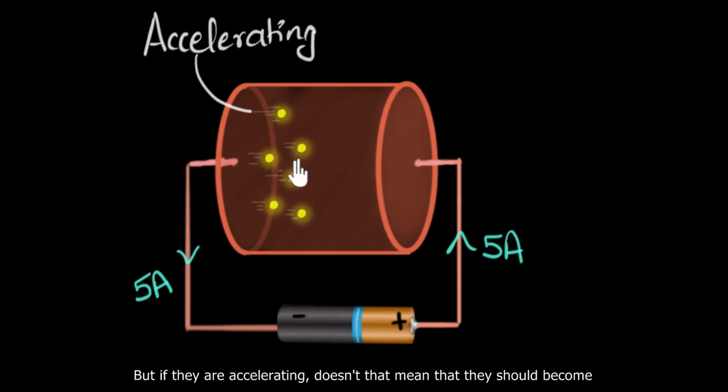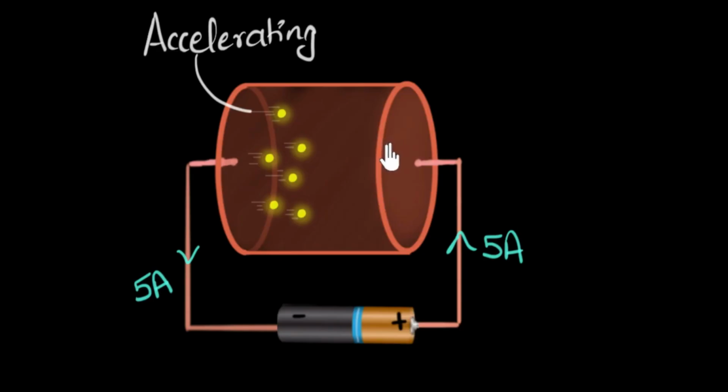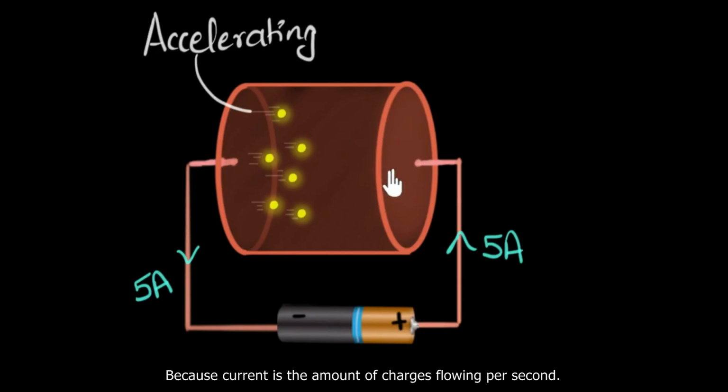But if they are accelerating, doesn't that mean that they should become faster and faster as they go closer and closer to this positive terminal? And if that were to happen, wouldn't the current increase? Because current is the amount of charge flowing per second. If the electrons go faster over here, there should be more charges flowing per second, right? But we know that the current must be the same everywhere in the circuit. So what's going on? What do you think is going on? How do you answer this question? Pause for a while and just wonder about this question and see if you can come up with some answer.